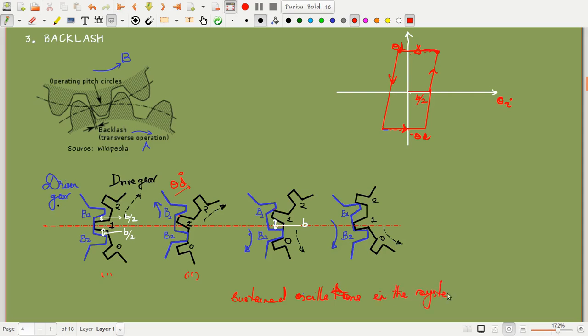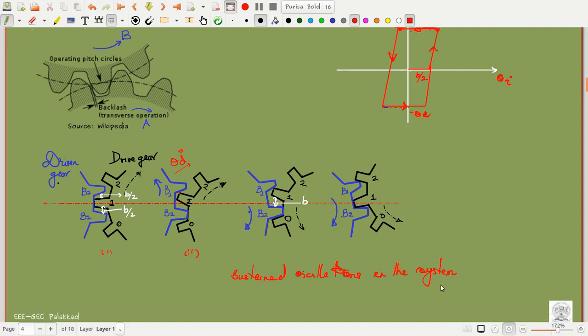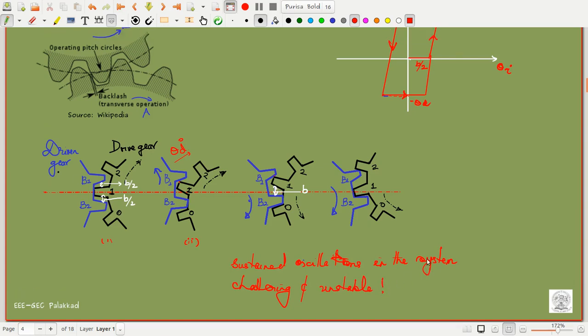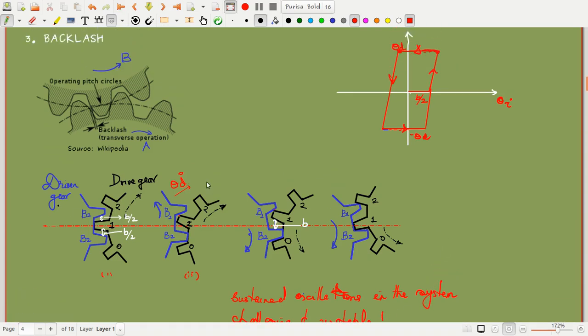And this can also cause chattering in the system, and the system can also become unstable. So these are the difficulties. In fact, we introduce the backlash to avoid the wear and tear, and also to run the system smoothly, and in order to avoid the locking between the teeth.